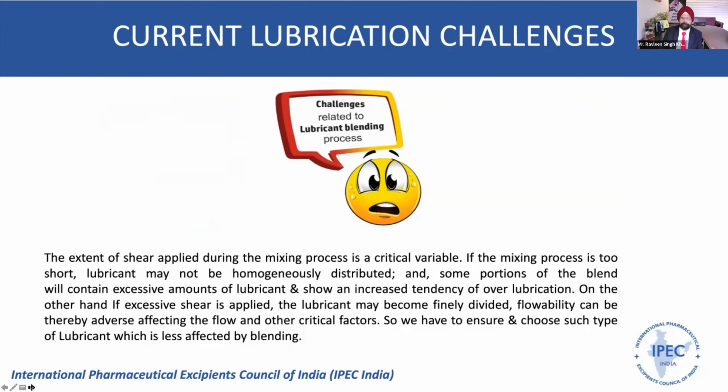Now we come to the operator level. He is having a lot of sweat on his face. You can see this emoji again. So the extent of shear applied during mixing process is a critical variable. If the mixing process is too short, a lubricant may not be homogeneously distributed, and some portion of the blend will contain excessive amount of lubricant and show increased tendency of over lubrication. So half the blend can be over lubricated, half could be under lubricated. So both will not perform well.